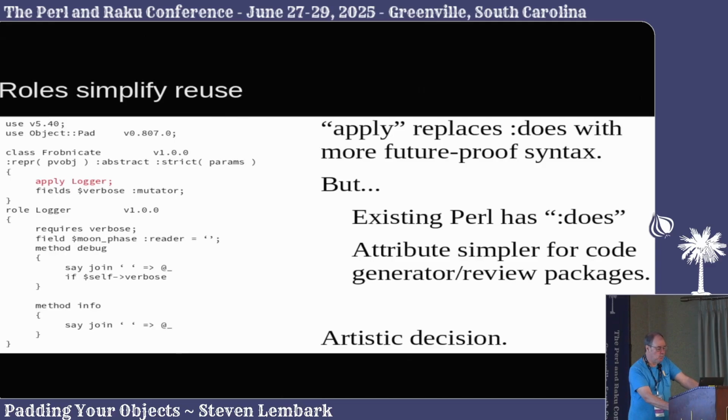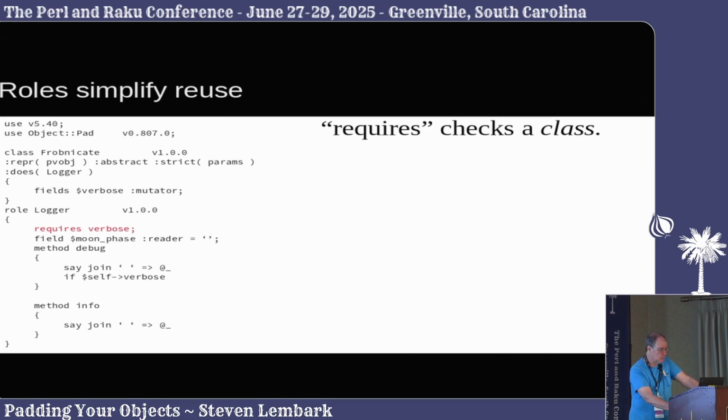The one thing is the existing Perl mechanism has a :does attribute. This apply is something that's in Object::Pad, so it may or may not make it into Perl's core. So think about that, but it's an artistic decision. You can have one of these, you can have one of those. They both work. Requires is a neat little thing.